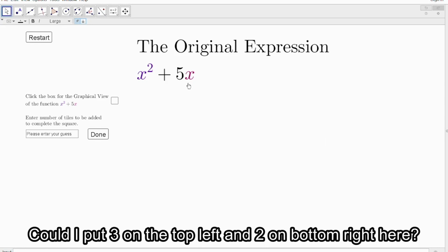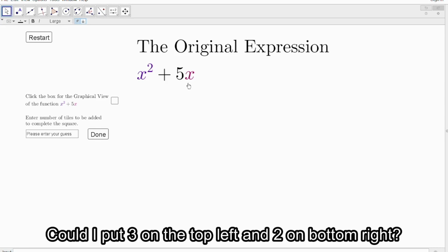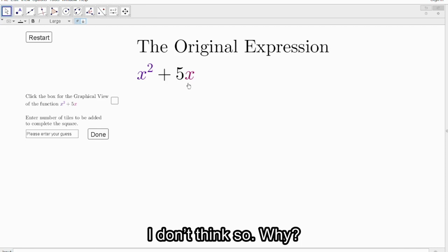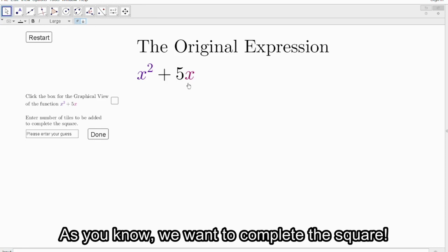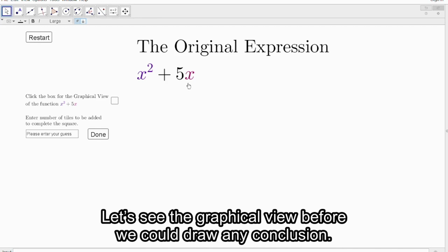Could I put 3 on the top left and 2 on bottom right here? I don't think so. Why? As you know, we want to complete the square, that is, the big square. So, what could we do? Let's see the graphical view before we could draw any conclusion.